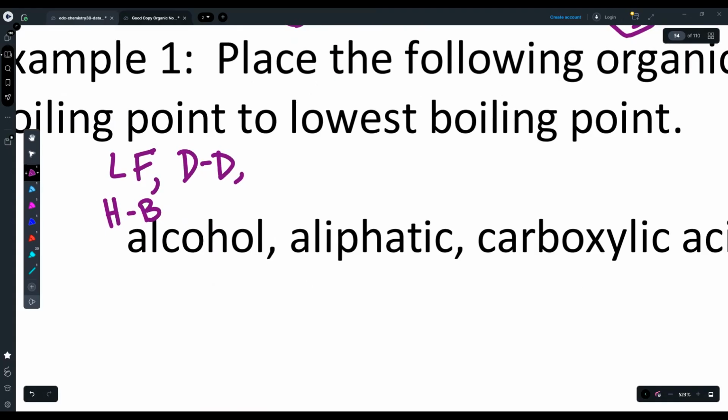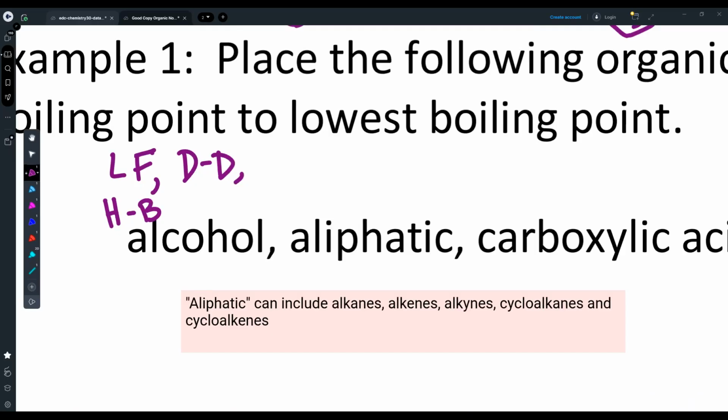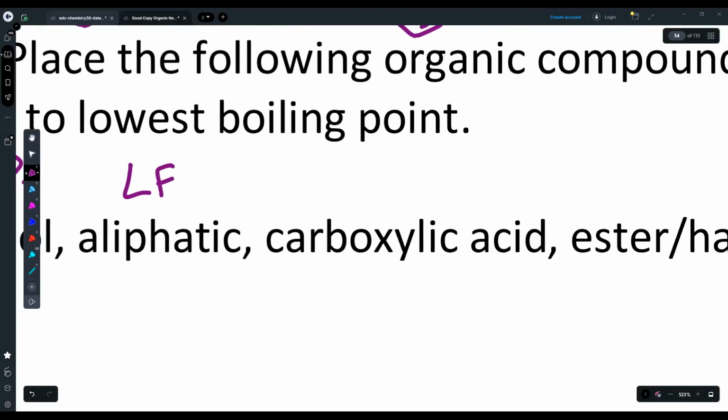With aliphatic, it's just carbon chains. There's no special functional group like hydroxyl, so an OH, a carboxylic acid, or ester. There's no special functional group that makes it anything other than a chain of carbons and hydrogens. Okay, so this is just going to have London forces.